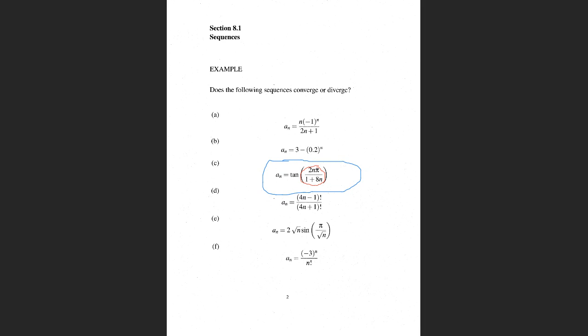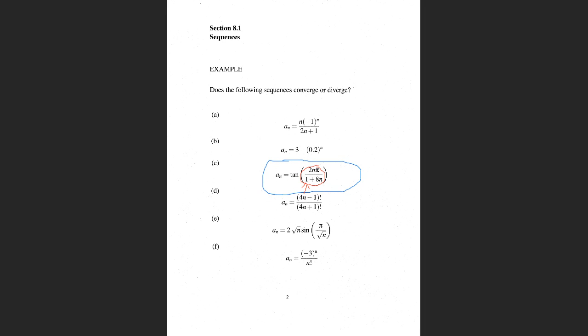Okay, good, Nathan. Nathan says 2 pi over 8. That's right, because the 1 here, when n is large, isn't going to affect the angle very much. It's going to be very, very tiny. So that angle approaches 2 pi over 8. Now, what's another way of saying 2 pi over 8? Oh, pi over 4.